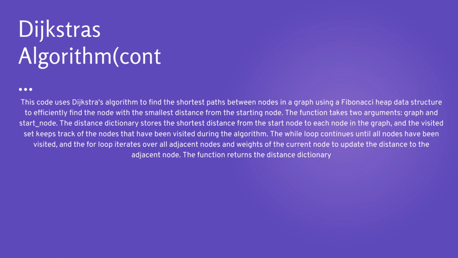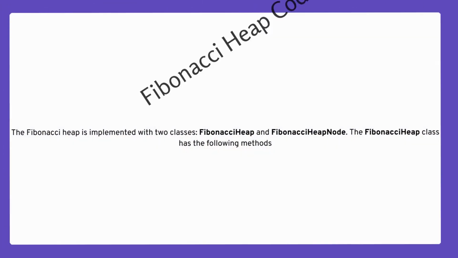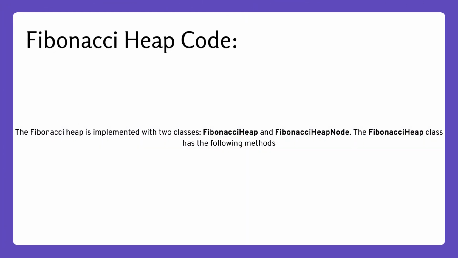This slide explains the code that has previously been discussed, as it explains the while loop, the for loop, and what has been implemented exactly in Dijkstra's algorithm using the Fibonacci heap. Dijkstra's algorithm, as said, uses the Fibonacci heap, and this explains what is included in the Fibonacci heap code.